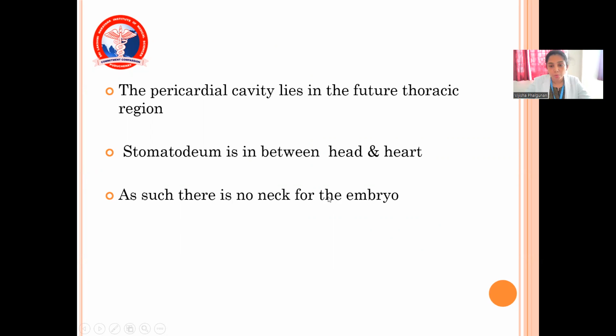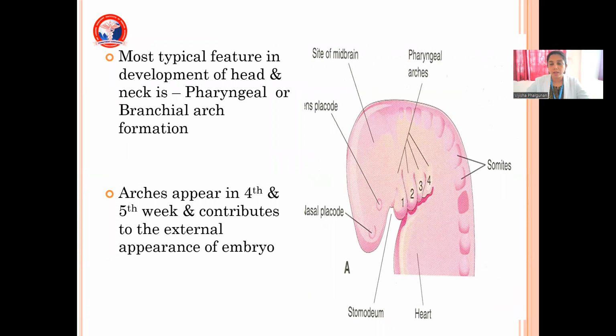As such, there is no neck of the embryo. It is quite interesting to know that the embryo, which is in the developing process of a human body, has a head and a pericardial bulge, which is going to represent the heart, where your heart is going to develop. But in between, an important structure is missing. What is that? The neck. There is no neck in the embryo at that particular point.